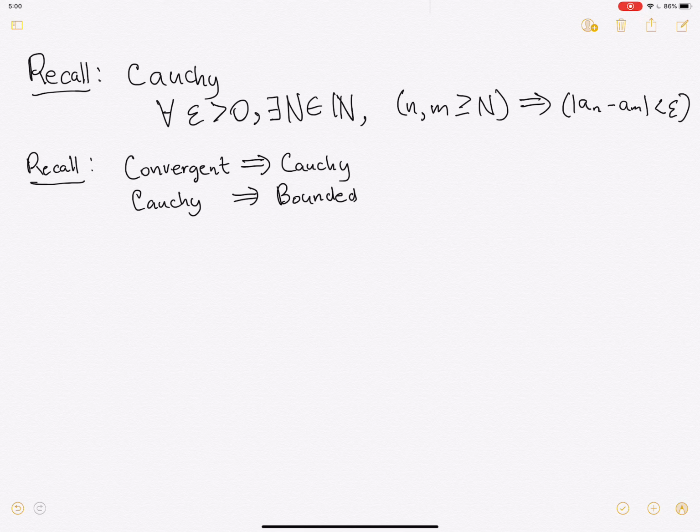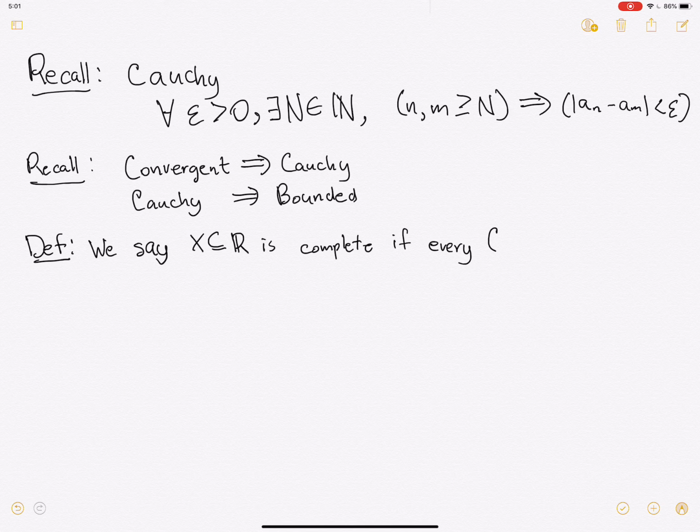And now we're going to be looking at something called completeness. Let's define that. So we say X, a subset of R, is complete if every Cauchy sequence in X converges in X.